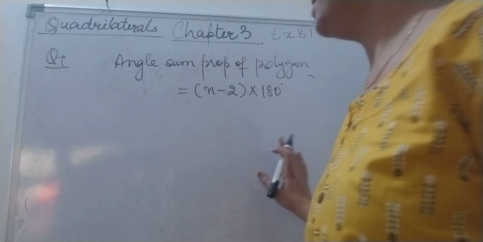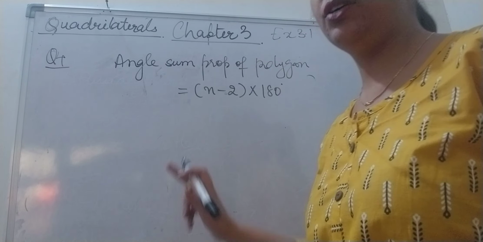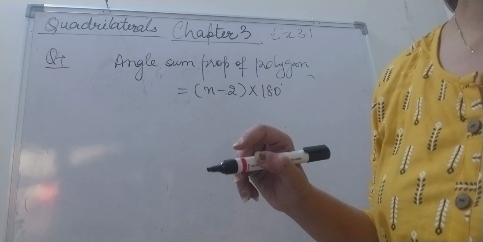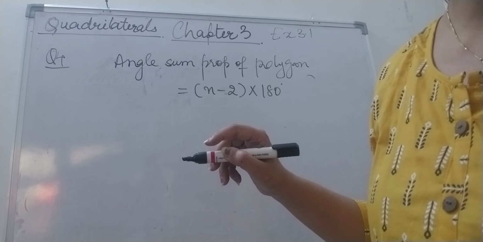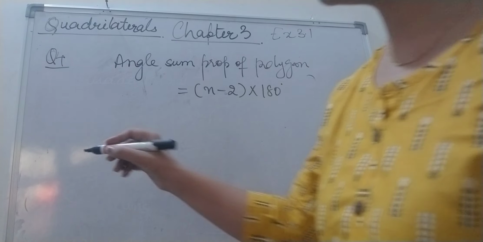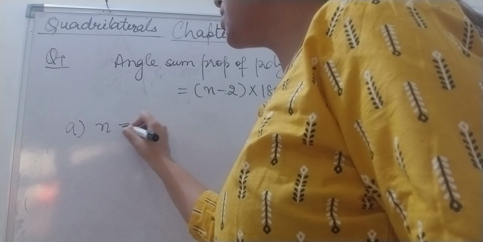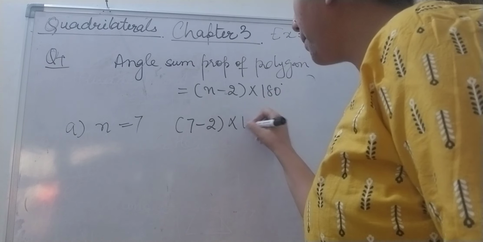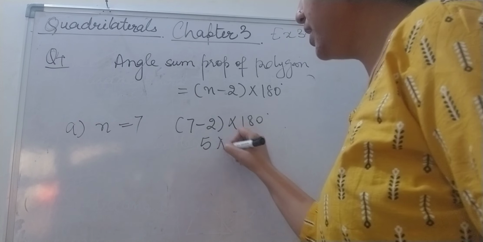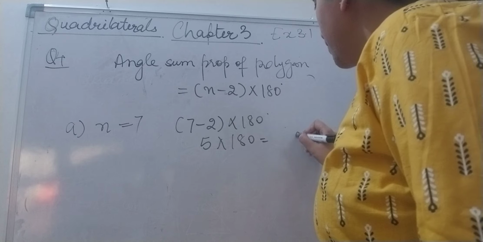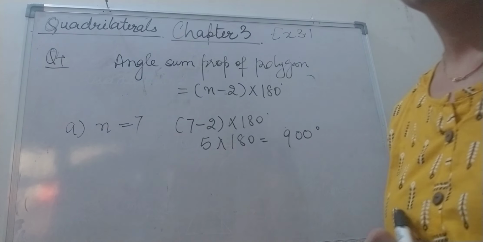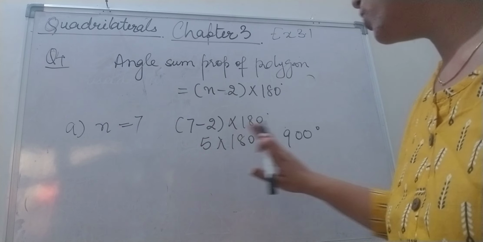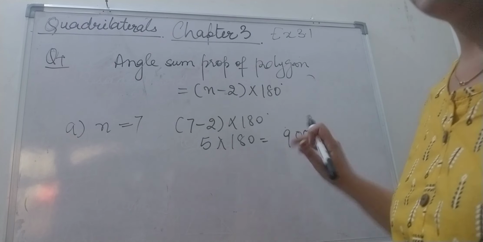Now we have already done this topic, angle sum property of a polygon. I have told you the formula, n minus 2 into 180 degrees. Now question number 4 says, what can you say about the angle sum property of a convex polygon with number of sides? A part, it is given n equals 7. So we can find out the value. 7 minus 2 into 180 degrees. It's 5 into 180 degrees. That makes 900 degrees. So if I am having any polygon with number of sides as 7, it will get the angle sum as 900 degrees.